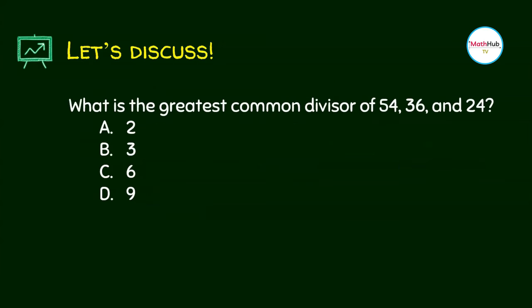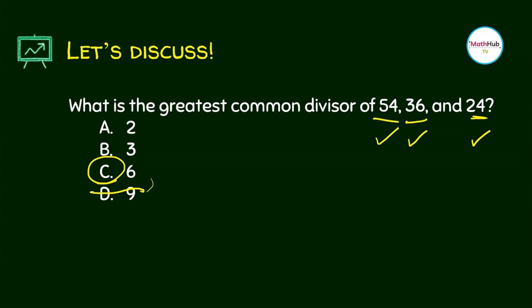What is the greatest common divisor of 54, 36, and 24? What is greatest common divisor? That is the same as GCF. But instead of solving for the GCF, you can just look at the choices. Since we're looking for the greatest, let us try 9. It's just a matter of checking if 9 divides all of these. But no, right? Because 9 cannot divide 24. How about 6? Because that's the next highest. Can 6 divide 54? Yes. Can 6 divide 36? Yes. And 6 can divide 24 as well. So the answer is letter C.